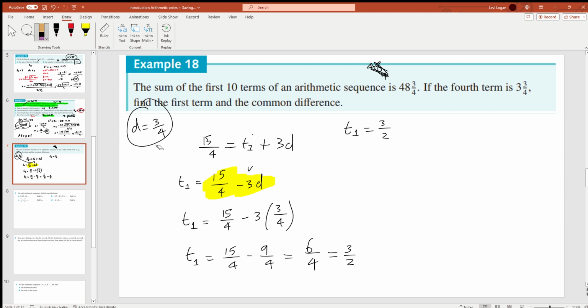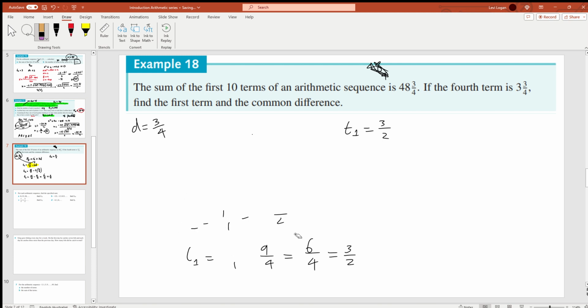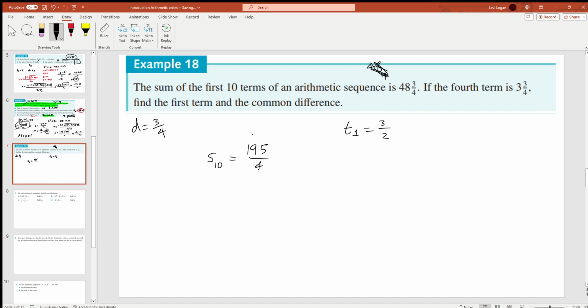Now I'm going to double check these are correct. The way I can do that is, if I don't get the information I've been given in the question with these answers, then I've made an error. So in other words, let's prove that the sum of the first 10 terms is, what was it, 195 on 4? I believe that was it. I'll double check real quick. Yeah, that'll be it. So if the sum of the first 10 terms isn't this number, then we've made an error.